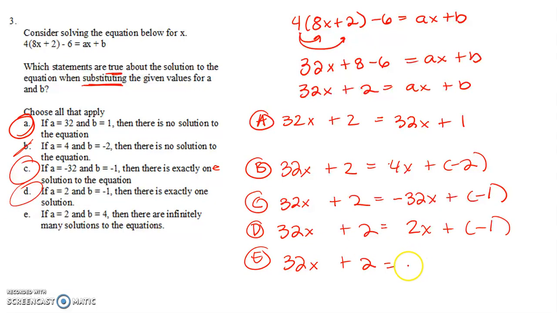Last but not least, letter E, we have 2x plus 4. Coefficients are different, constants are different, but this says infinitely many. In order for that to be true, everything must match. So E is not an option. I'm going to stop here at number 3, and the other videos will have more questions.